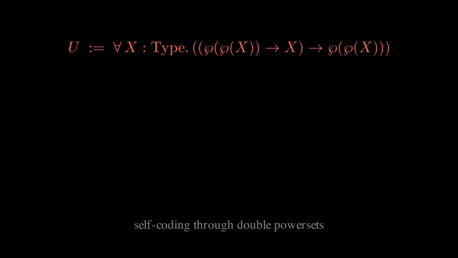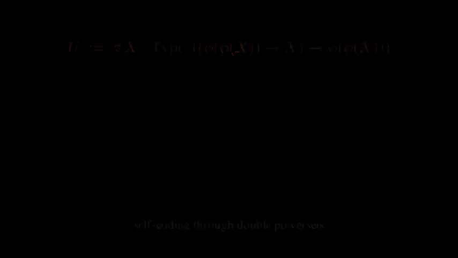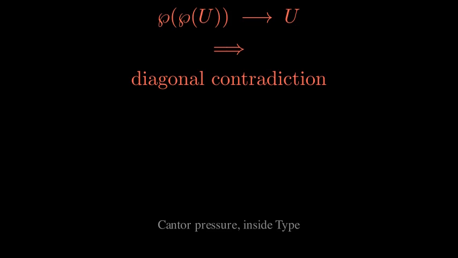Hurkens then defines a type U that can talk uniformly about every X, every attempted map from the double power set of X back to X, and a new double power set of X. From that self-coding, the proof gets a map from the double power set of U back into U. Then the usual diagonal question can be asked inside the type theory itself. Does the coded predicate contain its own code? Every proposition becomes provable, the theory collapses. So Type cannot be its own type. We have to break the loop.